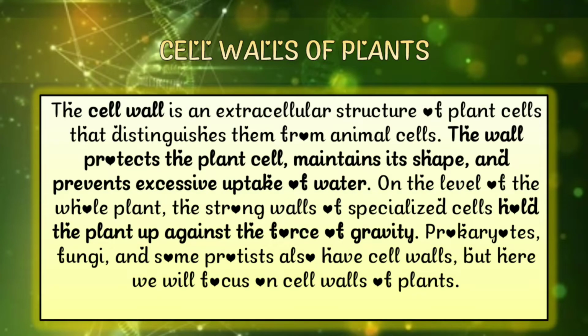What is the cell wall of plants? The cell wall is an extracellular structure of plant cells that distinguishes them from animal cells. The wall protects the plant cells, maintains their shape, and prevents excessive uptake of water. On the level of the whole plant, the strong walls of specialized cells hold the plant up against the force of gravity. Prokaryotes, fungi, and some protists also have cell walls, but here we will focus on the cell walls of plants.